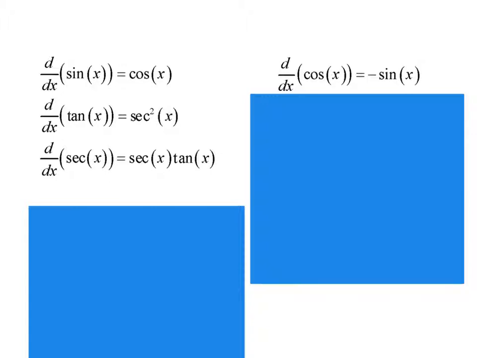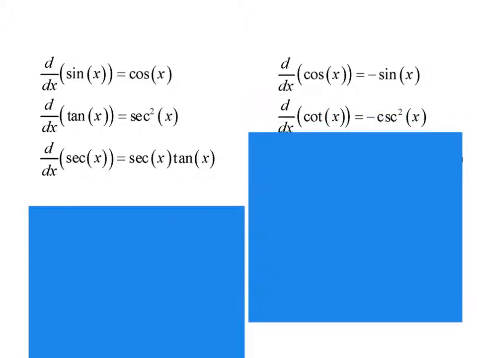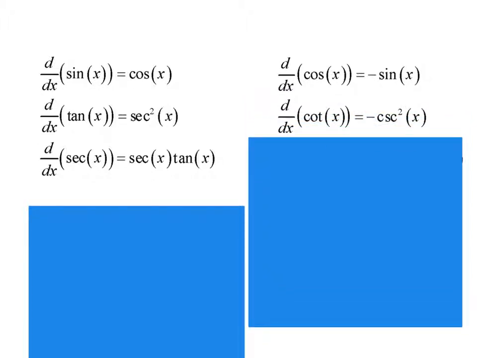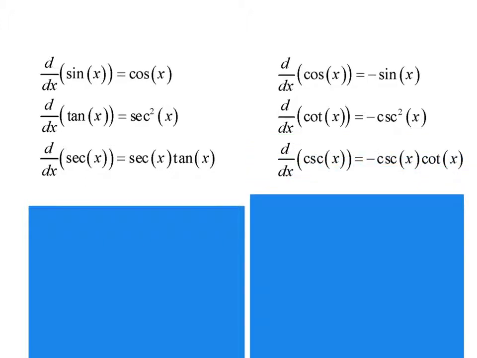Okay, now moving over to the other side, we said the derivative of cosine is equal to negative sine. Pause it for a second if you need to get all these written down. The derivative of cotangent is equal to negative cosecant squared, and the derivative of cosecant is equal to negative cosecant cotangent. And of course, all these functions are of some variable. So when I say secant tangent, I mean secant x, tangent x.